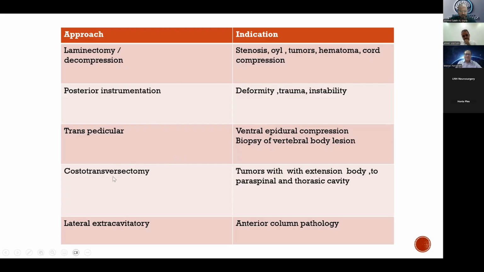And the fourth and fifth common are the costotransversectomy, for tumors which involve the paraspinal area and the body, or, for a purely anterior body involvement, you need a lateral extracavitary approach. I'll not be speaking on the transthoracotomy or anterior approaches. I'll confine myself only to the posterior and posterolateral approach. I'll take an example of each case and illustrate the principles of the surgical technique.